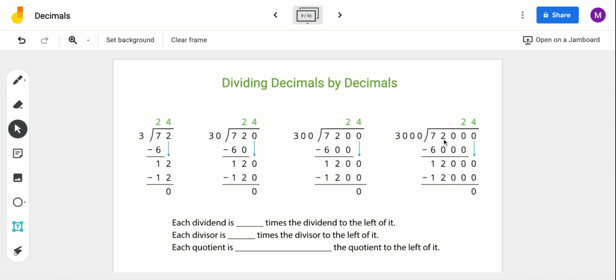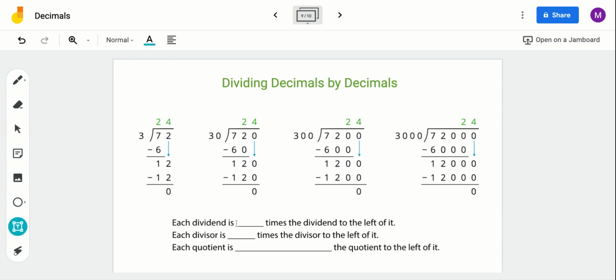And now 72,000 divided by 3,000. 7 won't take 3,000. 72 won't take 3,000. 720 won't take 3,000. 7,200 will, though. So we can take 2 3,000s out of that, which is 6,000. We subtract, we get 1,200. We bring down a 0. We have 12,000 divided by 3,000. That equals 4. 4 times 3,000 equals 12,000, leaving us with nothing. So this does work out. All four of these problems equal 24.